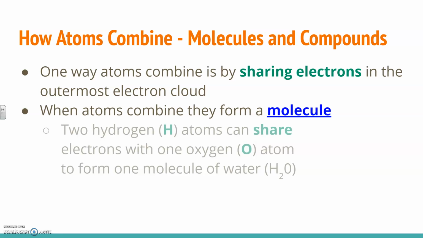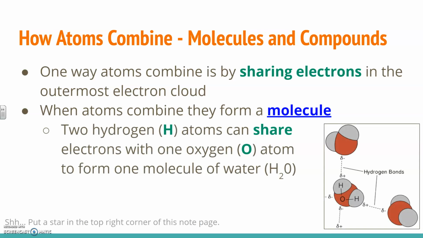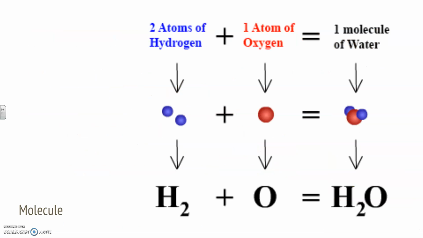When atoms combine, they can also form molecules. So one example, two hydrogen atoms can share electrons with one oxygen atom and form one molecule of water. So hydrogen and oxygen, we're going to talk about this on another slide, are both gases. But when two hydrogens and one oxygen come together, they actually form liquid. That's the water you drink.